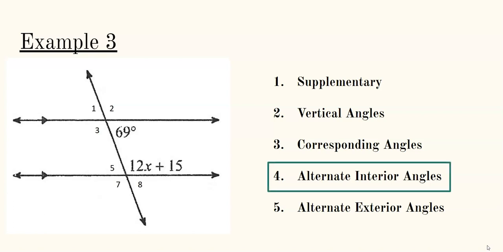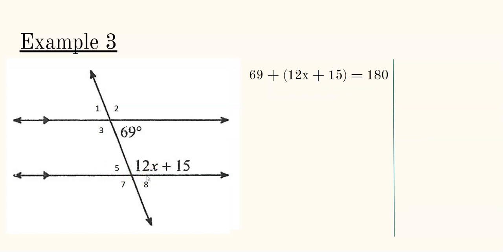So in this case, I'm going to go ahead and choose the alternate interior angles. Which says that if I have 69 degrees here, that is going to be exactly the same on this side where angle 5 is. So 5 comes out to 69 degrees. Then I can use the supplementary right here because then together these two angles should come out to 180. Okay, so let's go ahead and set that up.